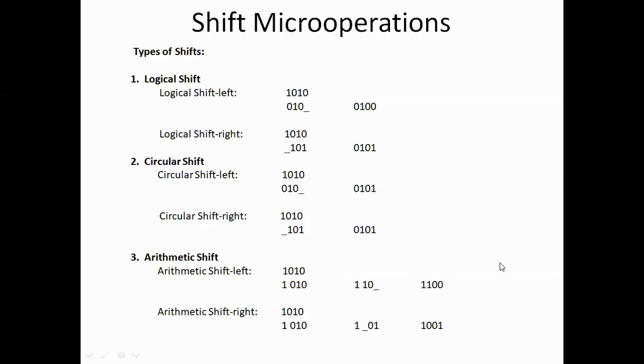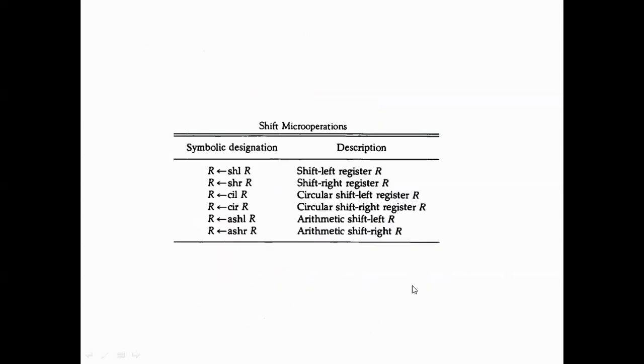So these are the various categories of shift microoperations. They can be symbolically represented like this. So the first is the logical shift left, which can also be called shift left. The second is logical shift right. This is the symbolic designation of these microoperations. So SHL means logical shift left, SHR logical shift right. This is circular shift and this is arithmetic shift.